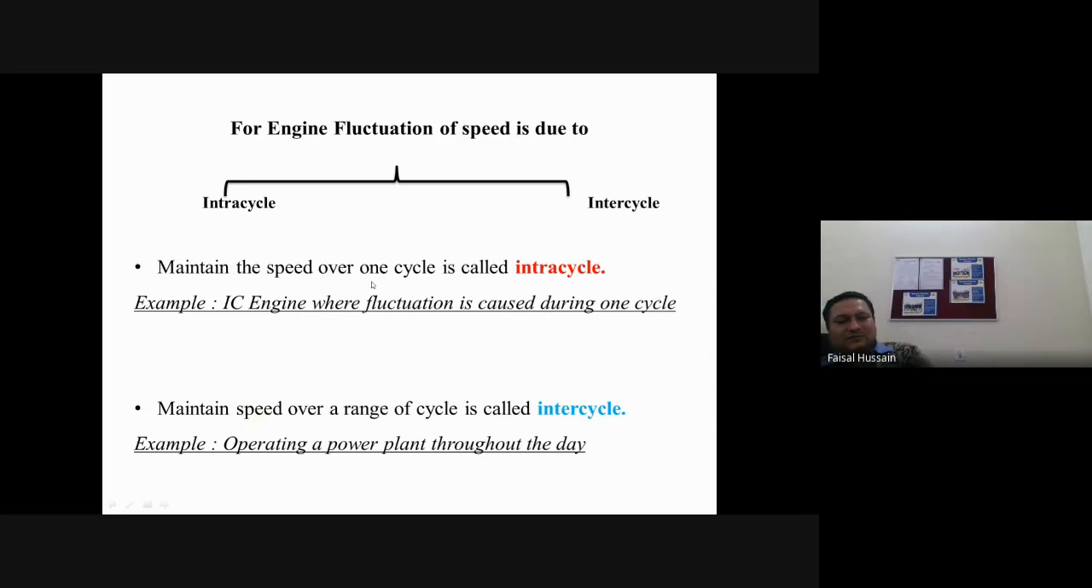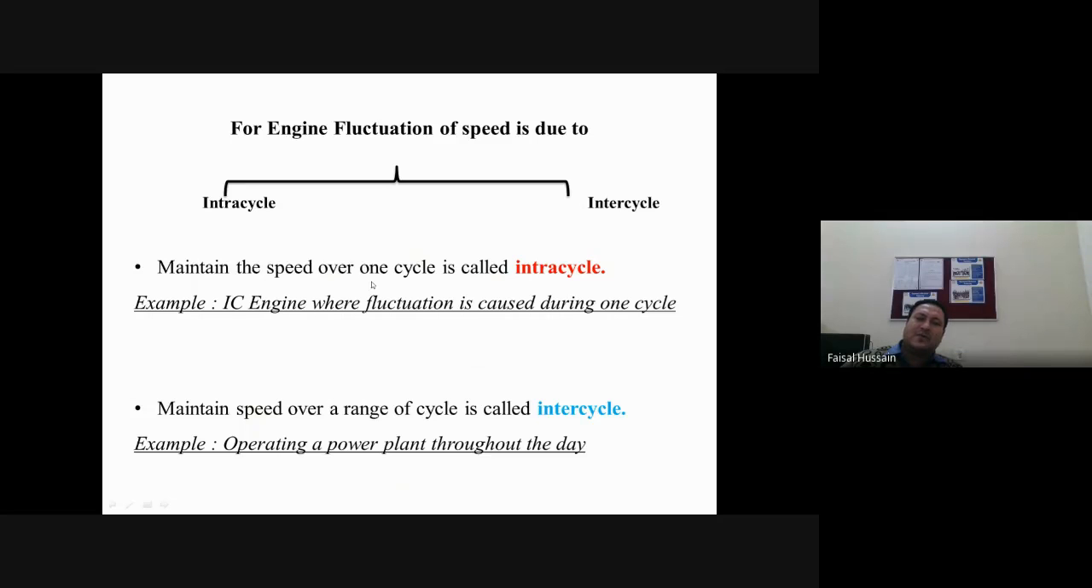Now for engine fluctuation of speed, there are two types of cycle. One is intra cycle, another is inter cycle. If the speed has to be maintained over one cycle, it is known as intra cycle. Take the example of an IC engine. And if the speed is maintained over a range of cycles, it is known as inter cycle. Take the example of a power plant operating throughout the day. There are a number of shifts: first shift, general shift, A shift, B shift, C shift, and during every shift the power plant is operating. Generally in the night shift the requirement is less, but in the day hours the requirement is more. So over a range of cycles the speed has to be maintained; that is inter cycle, and when the speed is maintained over one cycle, it is intra cycle.